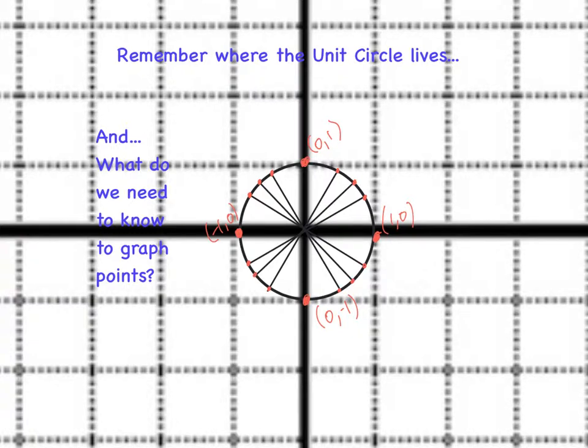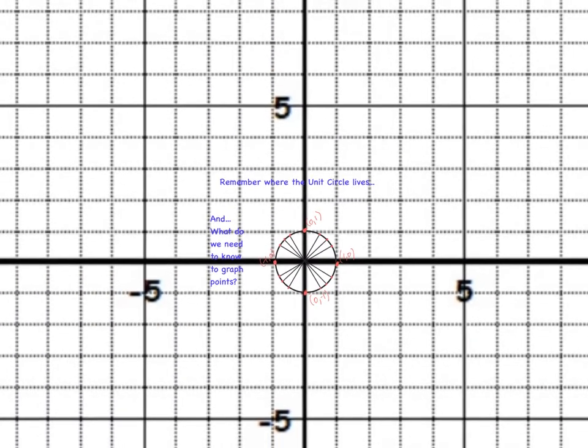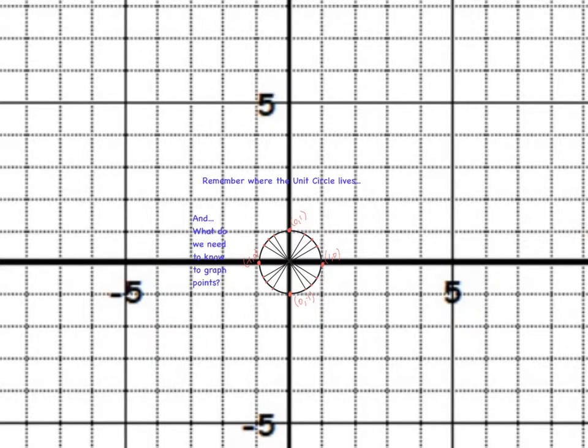The other thing I want to remind you of is anytime we're graphing a point, like, let's zoom out a little bit. If I want to graph the point 3, 4, that tells me I'm going over 3 from 0, 0, and up 4. So 3, 4. And we're going to use that same idea when we look at our unit circle in just a sec.